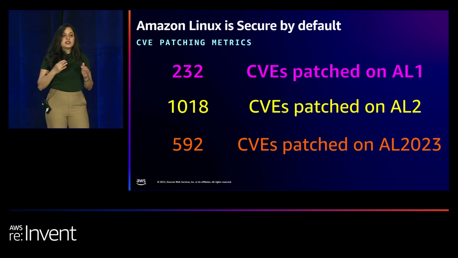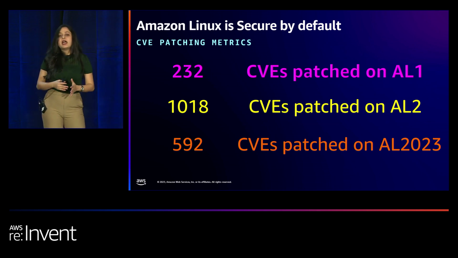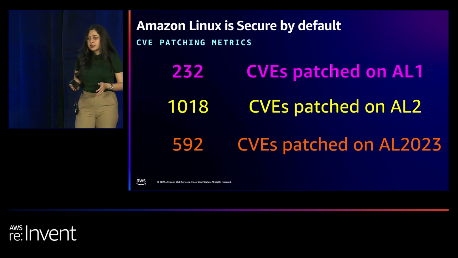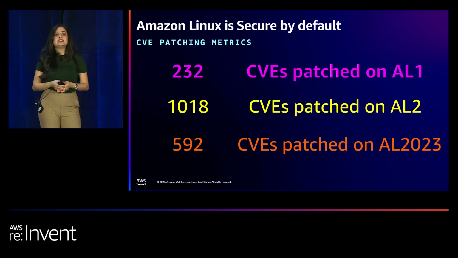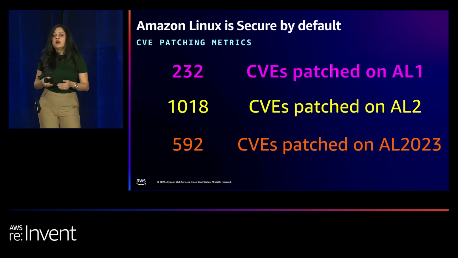So in terms of CVEs that have been patched, we have patched 232 CVEs that were deemed applicable on AL1, 1,018 vulnerabilities patched on AL2, and 592 CVEs patched on AL 2023. This is all year to date. The other differentiating aspect of Amazon Linux versus perhaps another Linux distribution is we actively patch CVEs regardless of their severity rating, which means we're not just patching critical and important, we are patching CVEs of all severities, even mediums and lows.